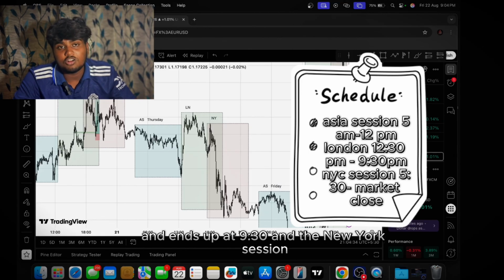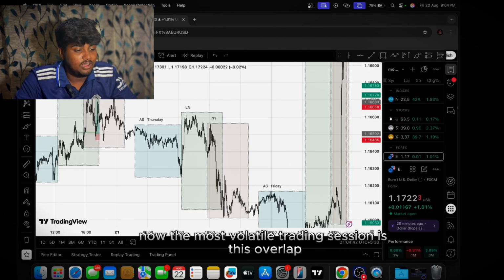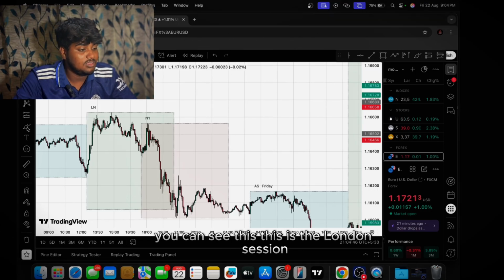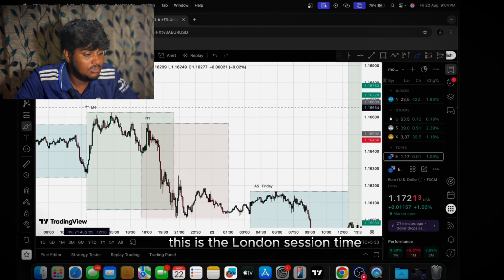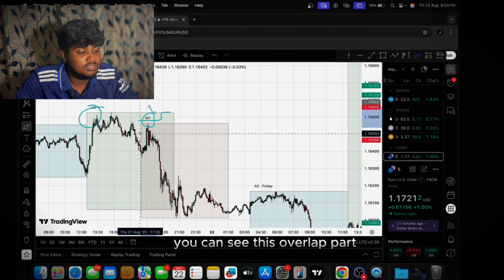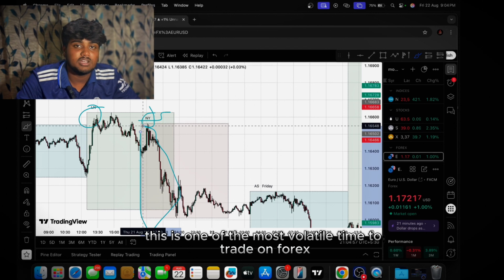And the New York session, that is one of the most important sessions, starts around 5:30 in the evening and ends when the market gets closed. Now the most volatile trading session is this overlap. You can see this is the London session. This is the London session time, you can see on the square, and this is the New York session. You can see this overlap part. This is one of the most volatile times to trade on Forex.